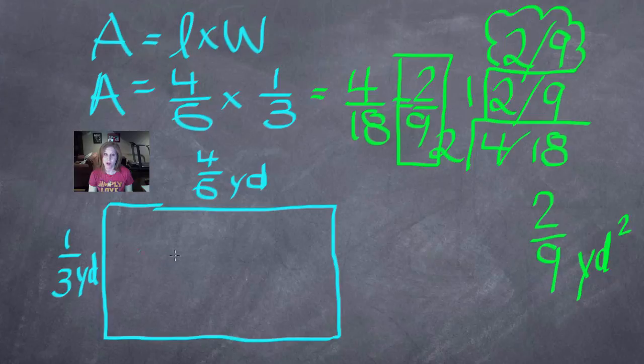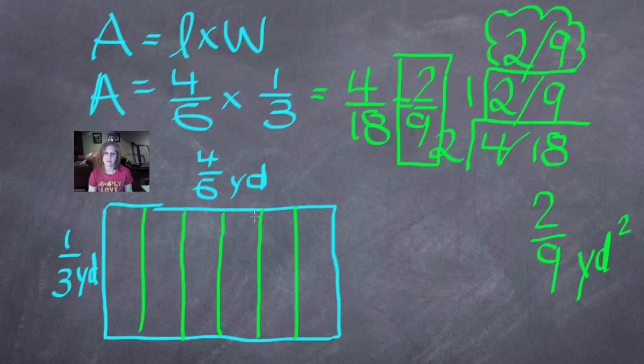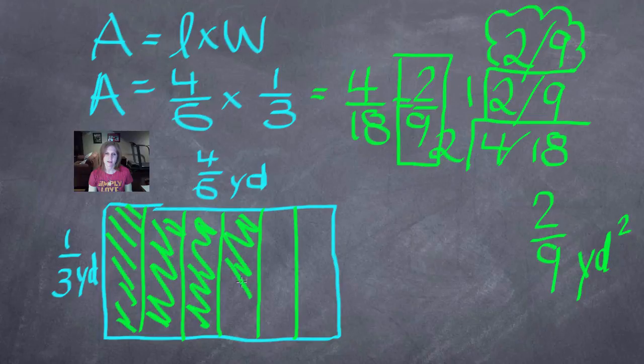We're talking about squares on our rug in this case, which I'll show you right now. Remember, we're going to take our length of 4/6, and we're going to divide it into 6 vertical bars, or 6 columns. So there's 3. There's 3 more. 1, 2, 3, 4, 5, 6. And then we are going to color in 4 of those 6. So there's 1, there's 2, there's 3, there's 4 of 6.